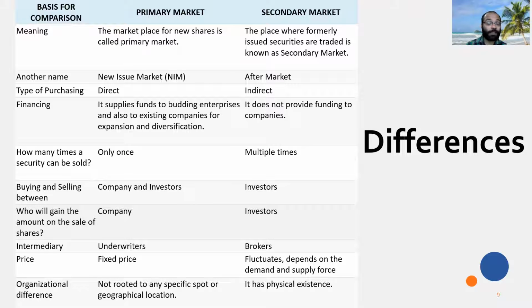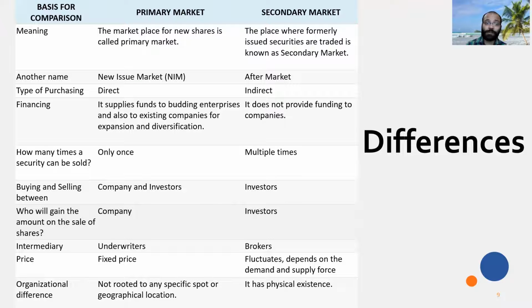The type of purchasing in secondary market is indirect. The primary market financing supplies funds to the budding enterprises, the new enterprises, and also to the existing companies for expanding and diversifying their business opportunities. Secondary market does not provide funding to any companies.